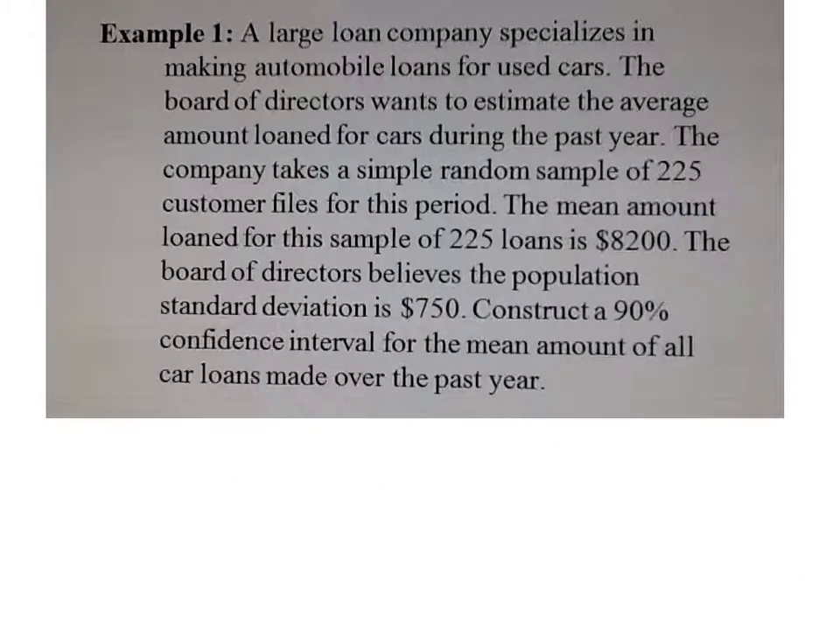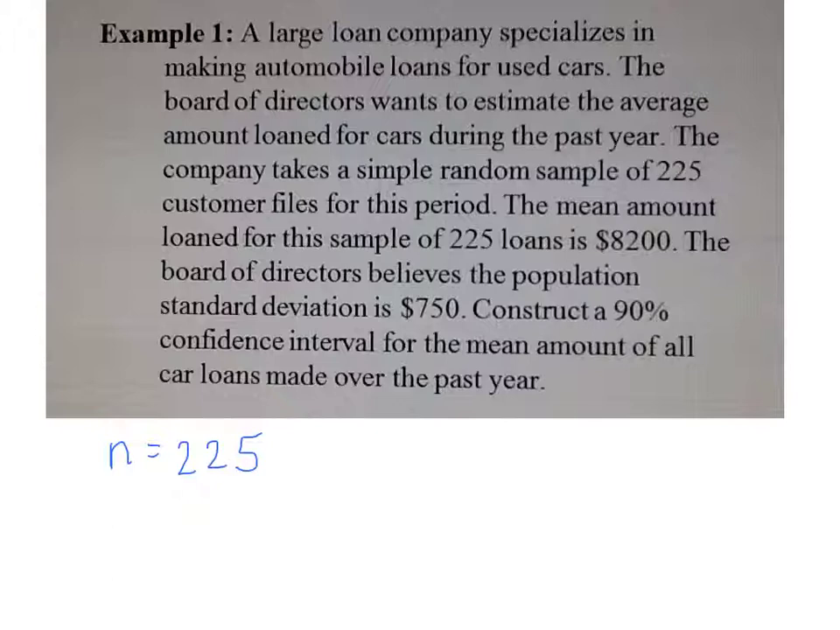So here's an example of building a confidence interval for a mean. A large loan company specializes in making automobile loans for used cars. The Board of Directors wants to estimate the average amount loaned for cars during the past year. So there's what you're trying to do: you're estimating an average. The company takes a simple random sample of 225 customers for this period. So that tells us that n is 225.